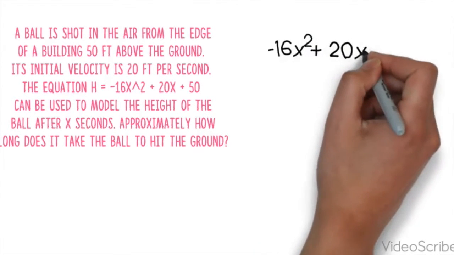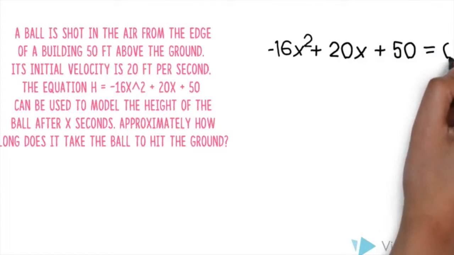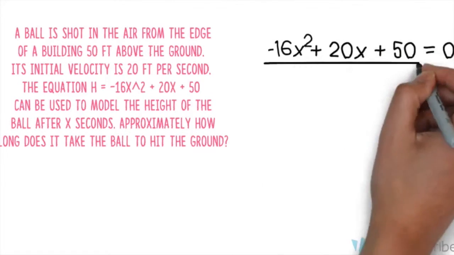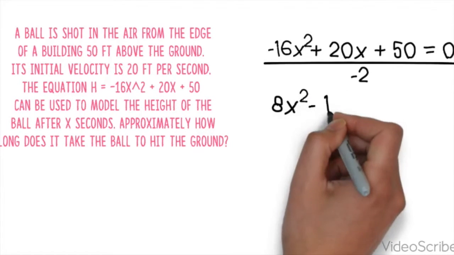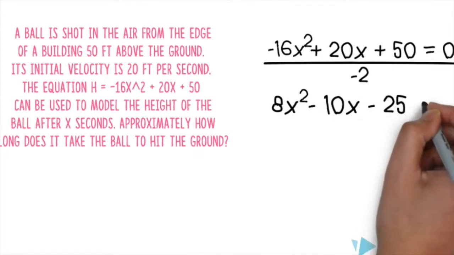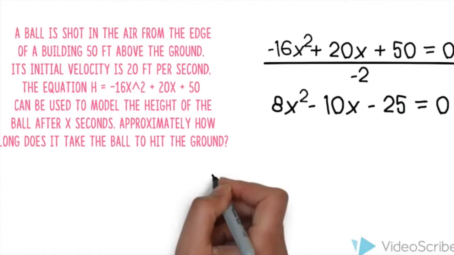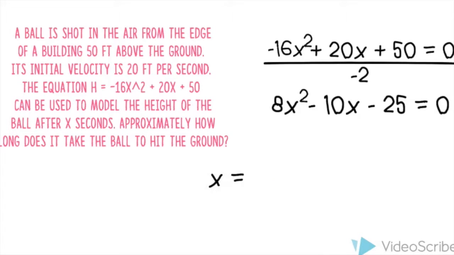We noticed that negative 16x squared, 20x, and 50 are all divisible by negative 2, so we simplified it this way. Therefore, we got 8x squared minus 10x minus 25 equals 0. This can be solved with the quadratic formula.